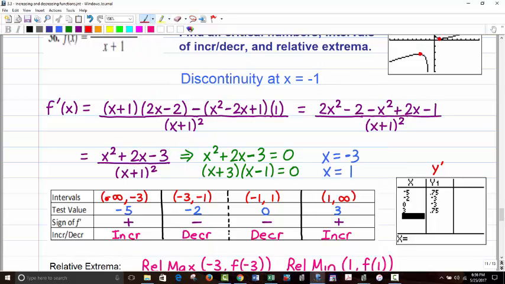So here's negative infinity to -3, -3 to -1. I'm putting that dashed line there, which isn't mandatory, but just to let myself know that, hey, that's a discontinuity. Do not consider it as a relative min or relative max. Then we go -1 to 1, and then 1 to infinity. So we have 4 intervals. Pick test points in each of those intervals: -5, -2, 0, and 3.